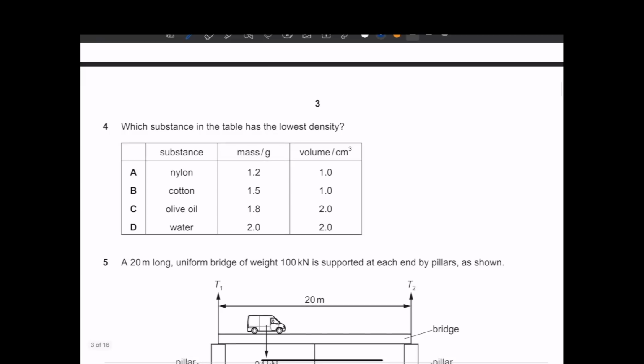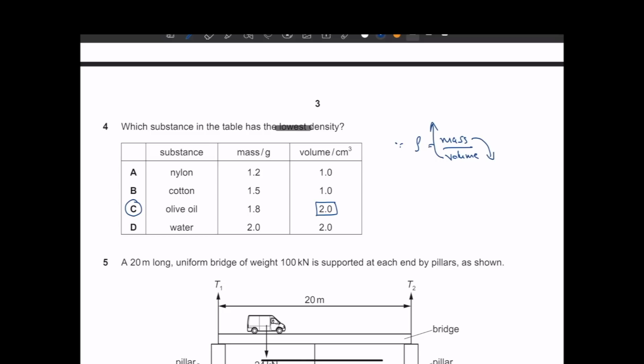In question 4, which substance in the table has the lowest density? Since density equals mass over volume, and they ask about the lowest density, I'm going to choose the smallest density. It means you need to choose the lowest mass and the highest volume, because in any fraction, if you increase the denominator, the value of the fraction gets reduced. So I'm going to choose the highest volume and the lowest mass. And depending on that, the answer, as you see here, is supposed to be C.